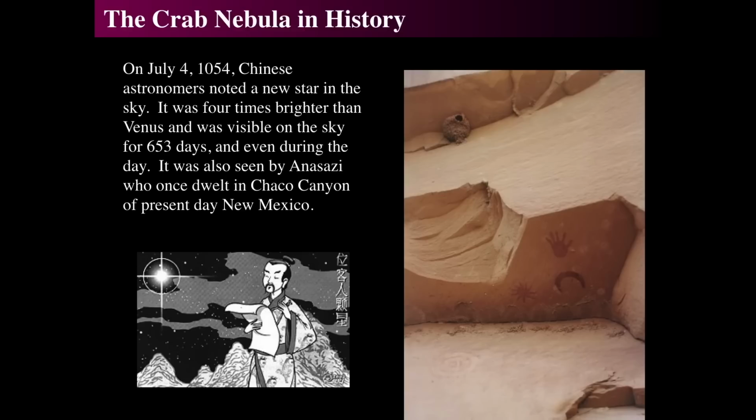On July 4th, 1054, a new star appeared in the sky. It was brighter than Venus for almost 2 years, and was even seen by the Anasazi. So on the right, we see what the vision is from Chaco Canyon, and then a glyph from ancient Chinese astrologers who way back in 1054 also documented it. There are other documents as well, but these are cool pictures I chose to show to you.